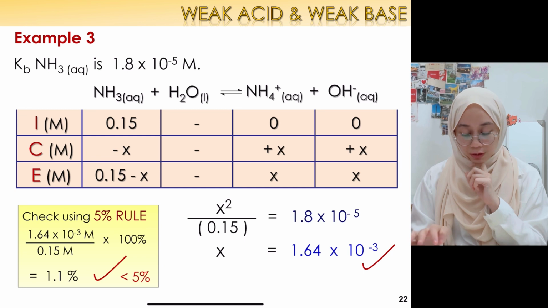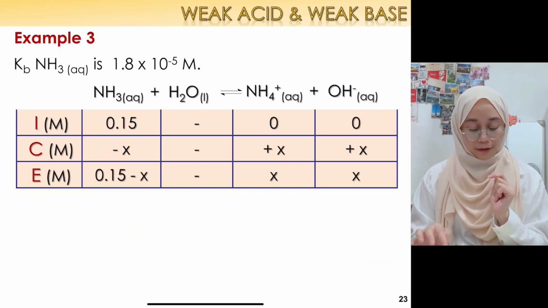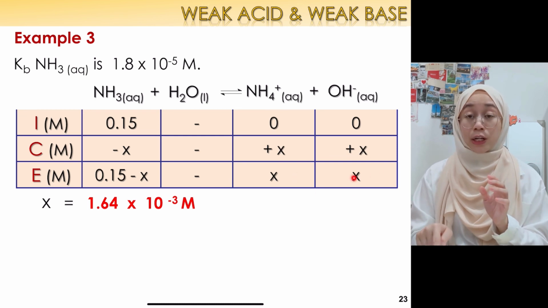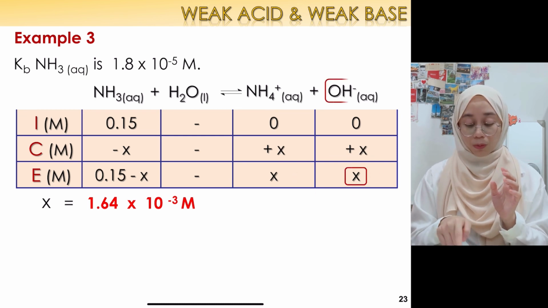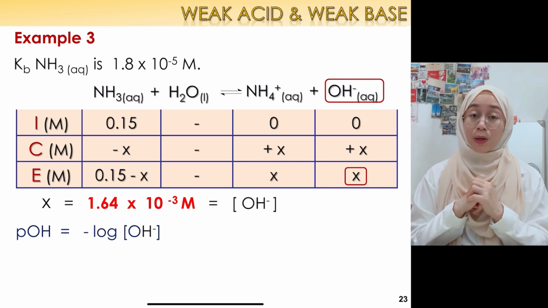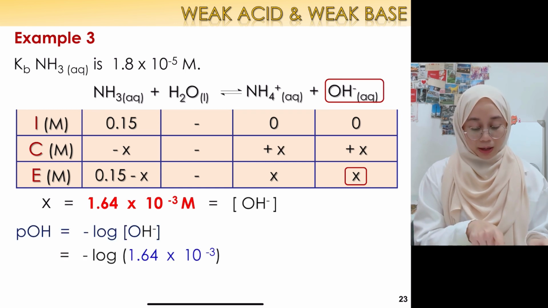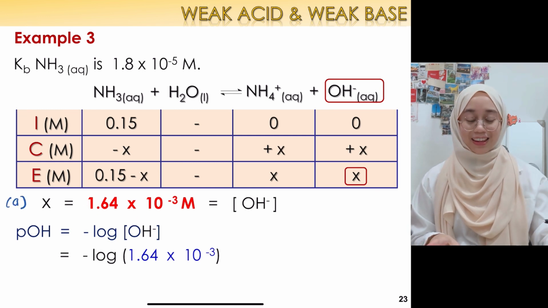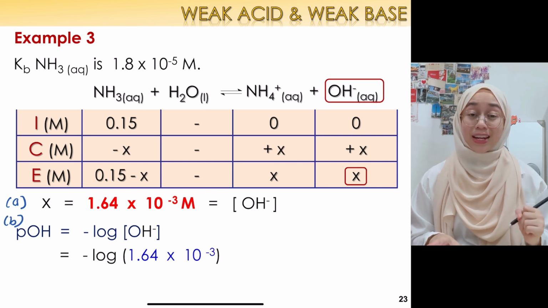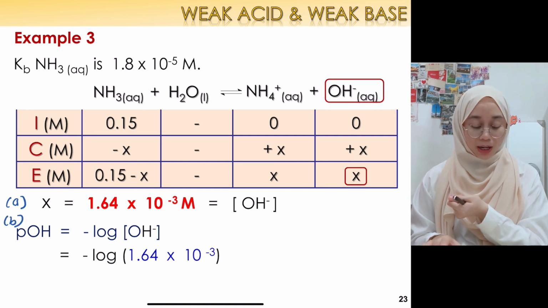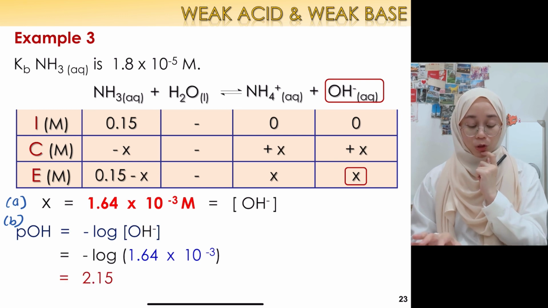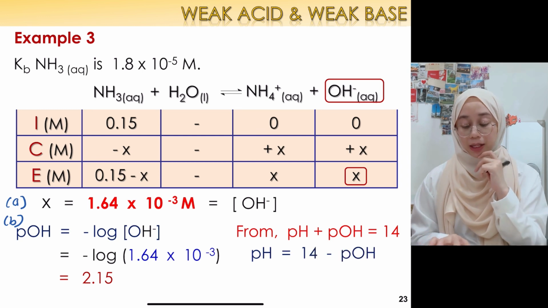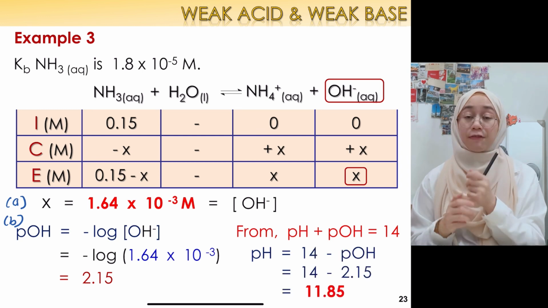Okay, jadi now X value kat sini valid, dan therefore kita boleh tahu yang X ni, as you can see, ini adalah concentration of OH minus kelas. So since kita dah jumpa concentration of OH minus, we can find the pOH. Okay, so ini dah settle lah. Ini adalah soalan part A. Kita dah settle part A tadi. Yang ni dah masuk part B sebenarnya, sebab now kita nak cari pH pula. So kita kena cari pOH dahulu. Daripada pOH, kita tahu yang pH plus pOH equals to 14, therefore kita boleh dapatkan the pH. So pH dia adalah 11.85.